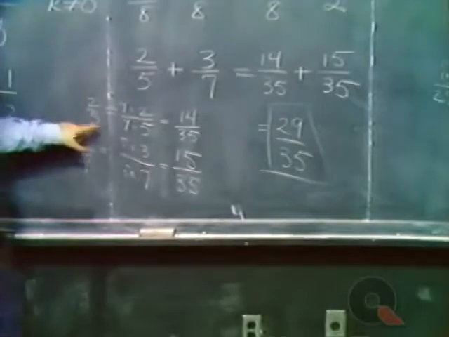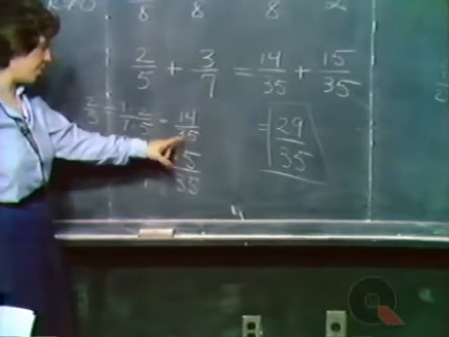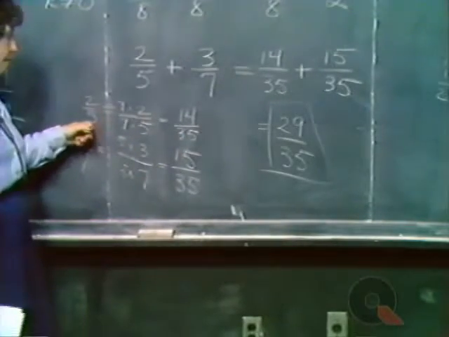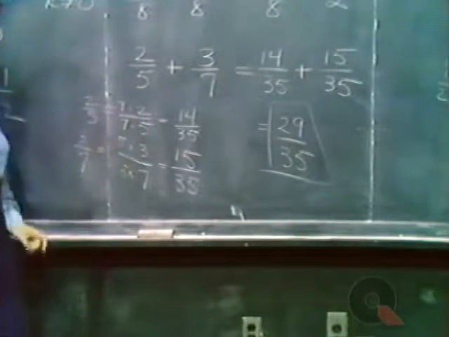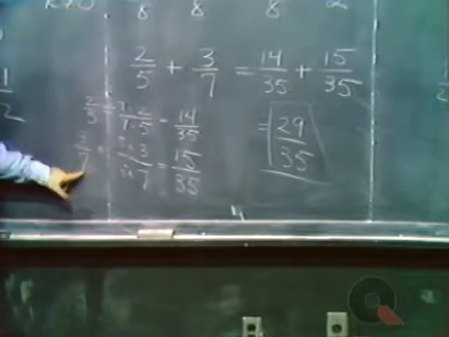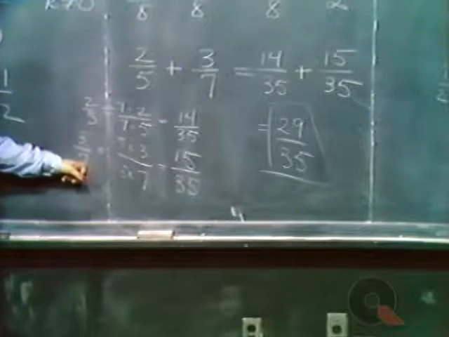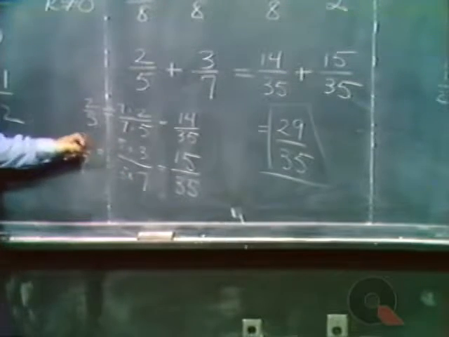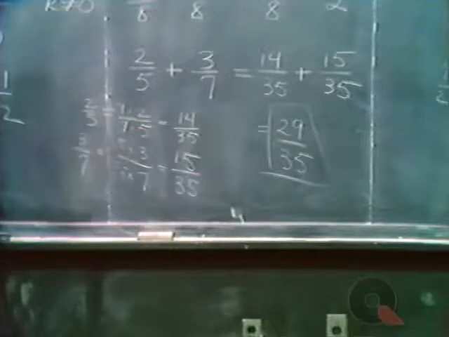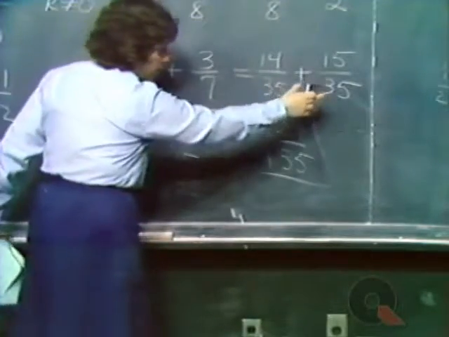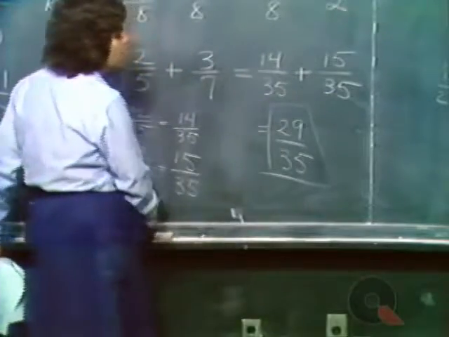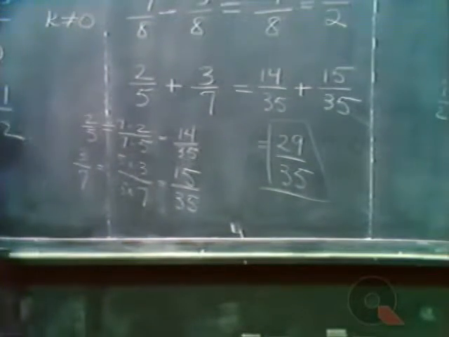So we had 2/5, and we wanted to change it into some number of 35ths. We said the denominator would be 35 if we multiplied it by 7, so we had to multiply the numerator by 7 as well. With 3/7, we said the denominator would be 35 if we multiplied by 5, so we had to multiply the numerator by 5 as well. And then we got equivalent fractions with denominators that are the same, and then we added the numerators and put them over the common denominator.